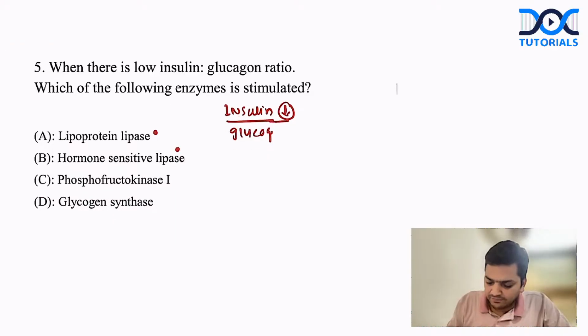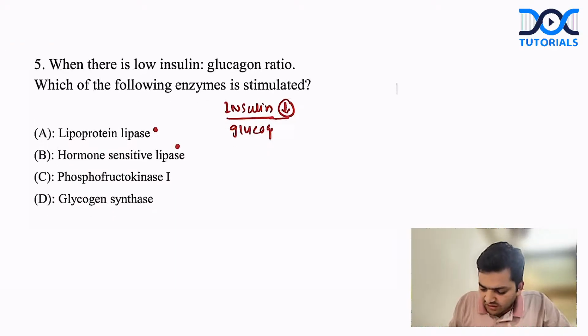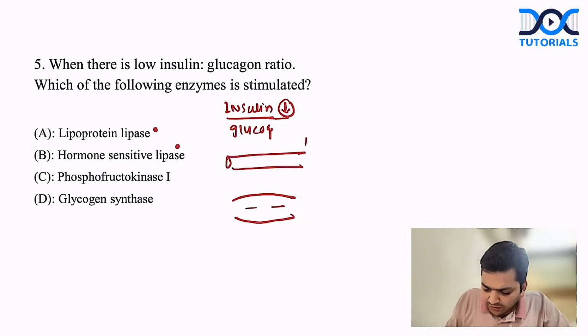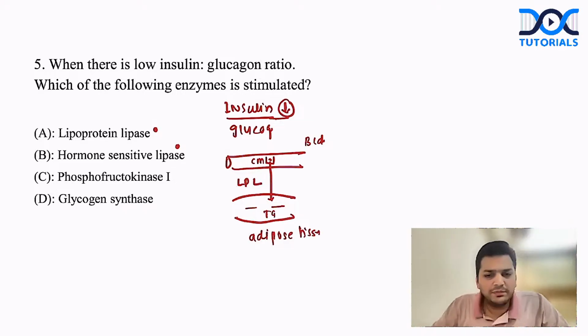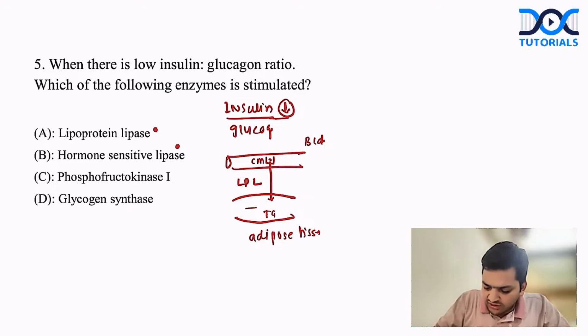So see here what these two enzymes are doing. Here is a representation of the blood. In the blood, we are having the chylomicrons bag, which are filled with triglyceride. Now, these triglyceride molecules are supposed to be given to the adipose tissue. To give the triglyceride to the adipose tissue, we require the enzyme that is lipoprotein lipase. And if you want these triglycerides to come back to the blood, you require the enzyme that is hormone sensitive lipase.